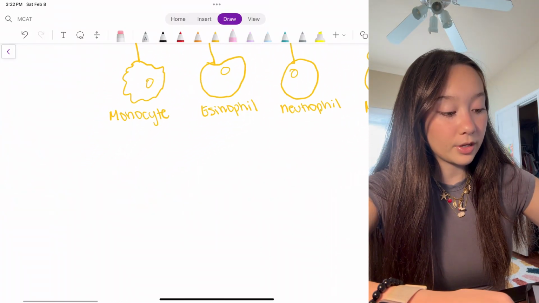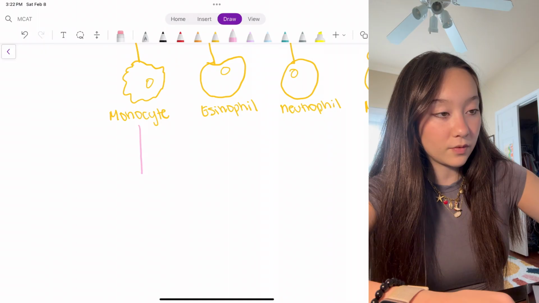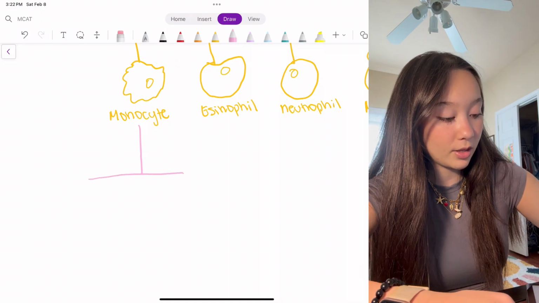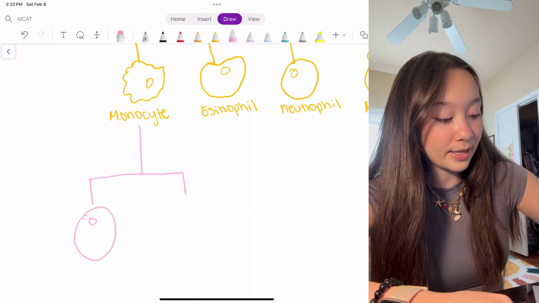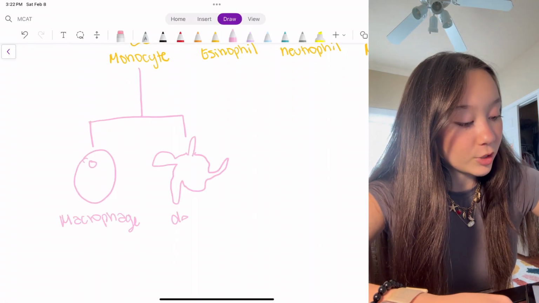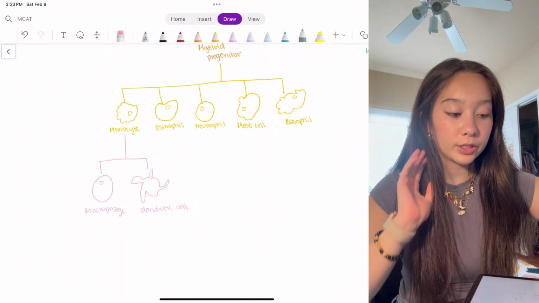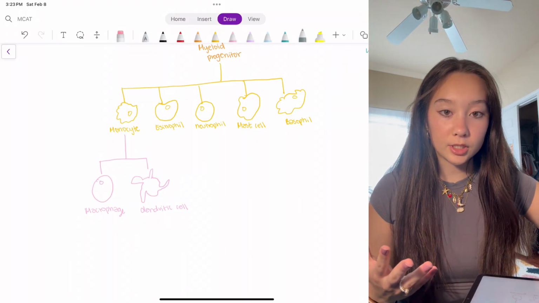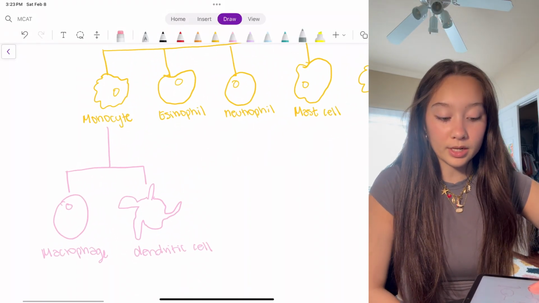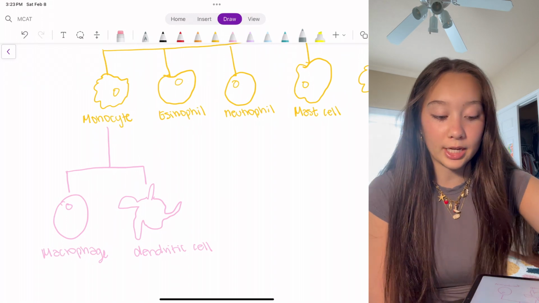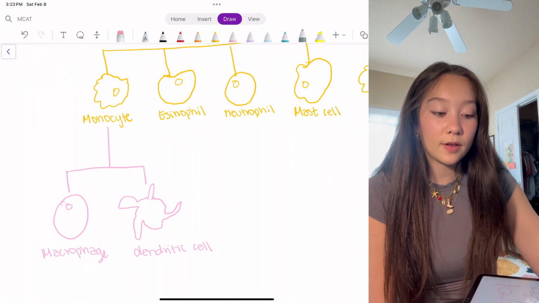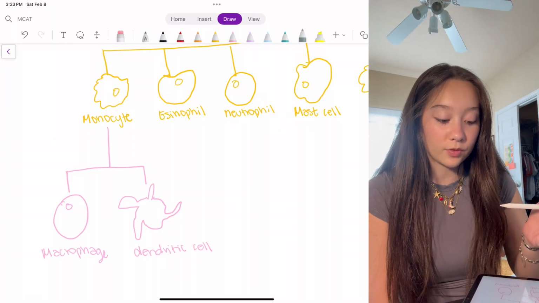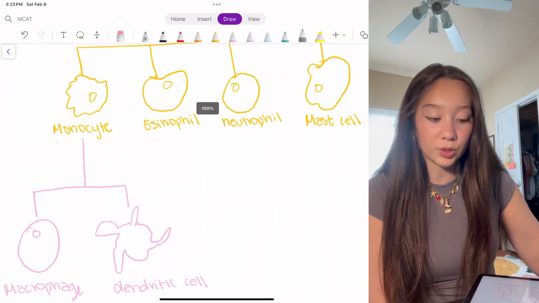And then from here, the monocyte specifically can differentiate into 2 different other very important cells that we have heard about before, the macrophage and the dendritic cell. Okay, and then we can quickly just write down the function of each one of these cells. So the monocyte obviously is just kind of circulating in the blood, and then when it reaches a pathogen or needs to differentiate for phagocytosis, it's going to differentiate into either a macrophage or a dendritic cell.